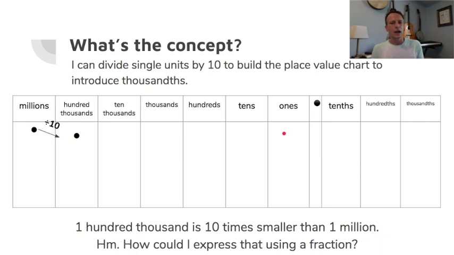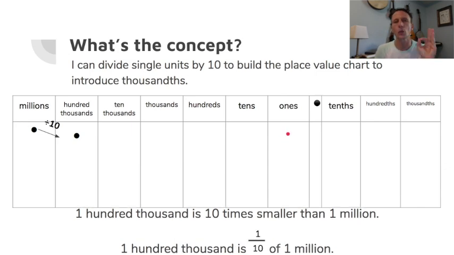All right. How can I do that with a fraction? 100,000 is 10 times smaller than 1 million. Okay, let me just show you this one. 100,000 is 1/10 of a million. Think, what? All right, think about it this way. A penny is 1/10 of a dime, right? Because you need 10 of them to make a dime. So a penny is 1/10 of a dime because the dime is 10 times greater. Same thing here. 100,000 is 1/10 of a million because a million is 10 times greater. Hallelujah.